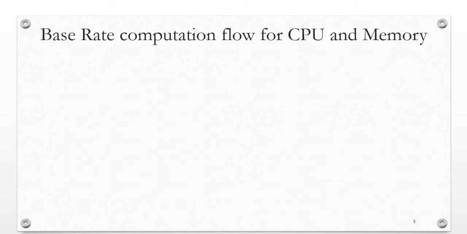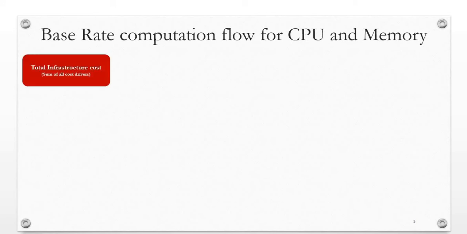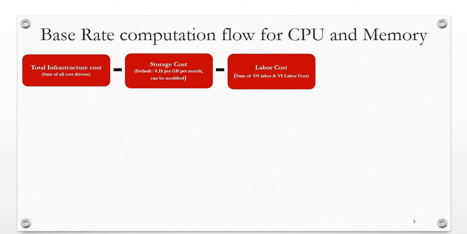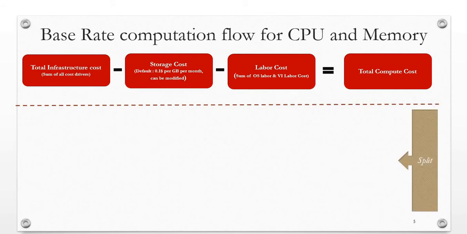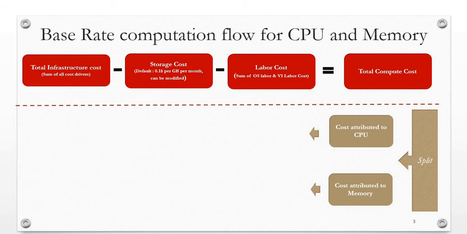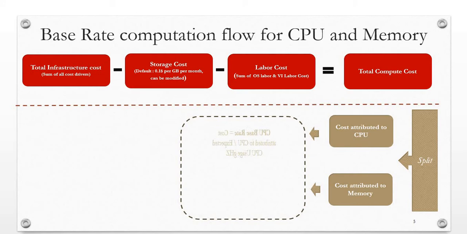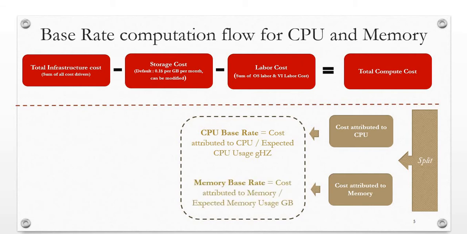Moving towards cost calculation, vRealize, with the help of these cost drivers, calculates the total infrastructure cost, which is nothing but the sum of all cost drivers. Then it subtracts storage cost and labor cost to achieve the total compute cost. Now this cost is split into CPU and memory costs based on the standard cost ratios. Then the CPU base rate is computed by dividing the cost attributed to CPU by the expected CPU usage. And in a similar way, the memory base rate is calculated.